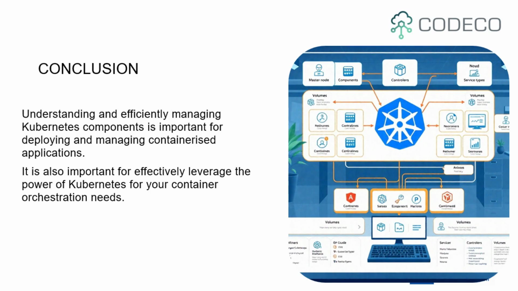These are the essential components that make up a Kubernetes cluster. The various components, including master node components, controllers, service types, and volumes, play essential roles in the Kubernetes ecosystem. Understanding their roles and interactions is crucial for effectively deploying and managing containerized applications in a Kubernetes environment.